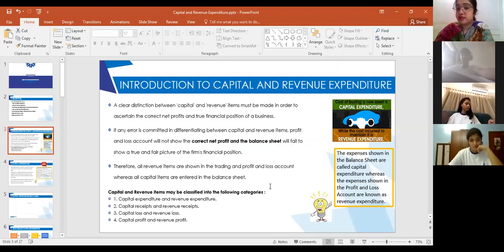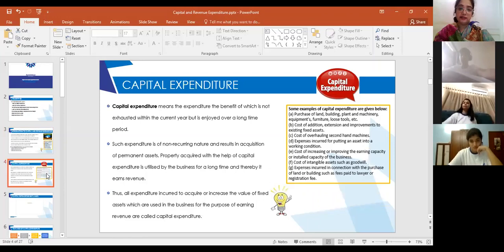Capital and revenue items are classified into capital expenditures and revenue expenditures, which I introduced yesterday. Capital receipts and revenue receipts, which we will do today. Capital loss and revenue loss, and capital profit and revenue profit. I had not spoken about deferred revenue expenditure. That also I will be discussing today. Then we had done the next part.